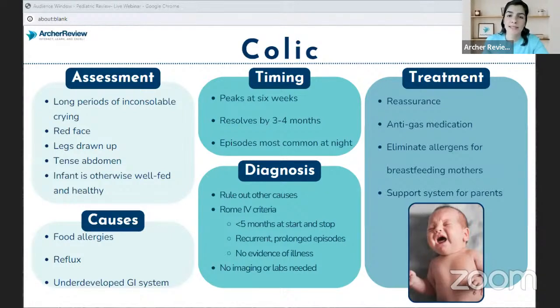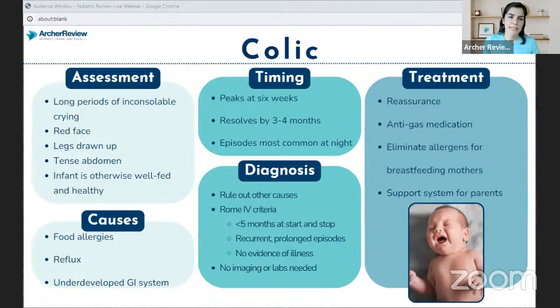You just want to make sure that this isn't an otherwise healthy baby, right? Nothing else is going on. There's no acute sign of illness or infection. No imaging or labs need to be done. You just have to look at the overall picture, try to find the cause and try to address the cause.